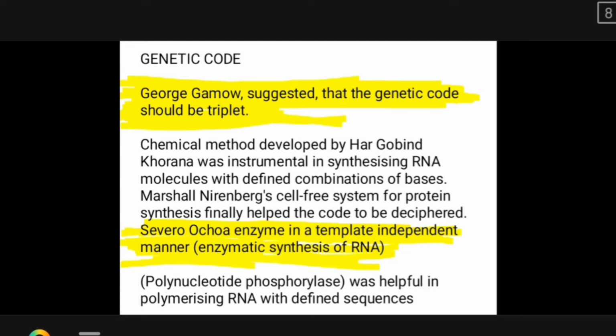Please keep that in mind, and while taking down the notes, you write this first: Severo Ochoa enzyme, that is the polynucleotide phosphorylase, and then write the last two lines, and then again come to this point, that is template independent manner.